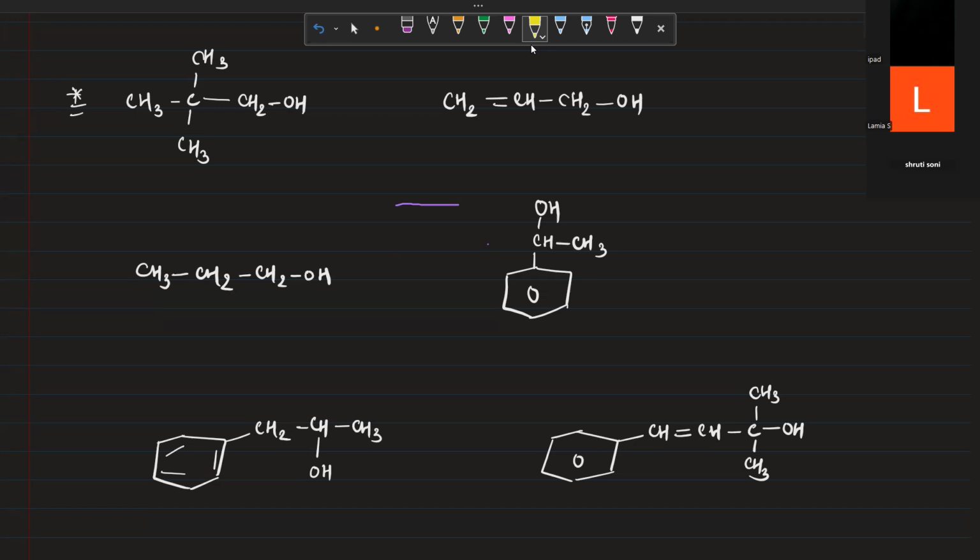We needed to identify which type of alcohol it is. Is it a 1 degree alcohol, 2 degree alcohol, or 3 degree? So how will we check? Firstly, we see at which position the OH group is present. The OH group is present at this carbon. Now check this carbon. Is it 1 degree, 2 degree, or 3 degree?